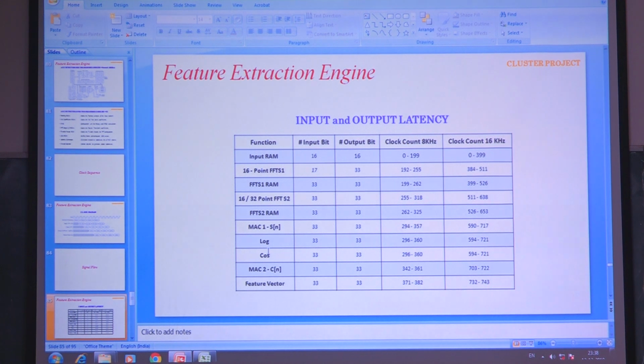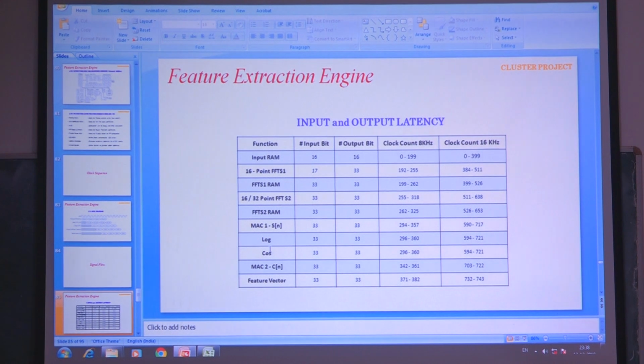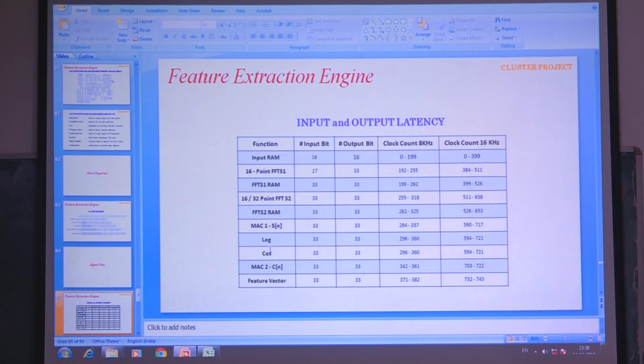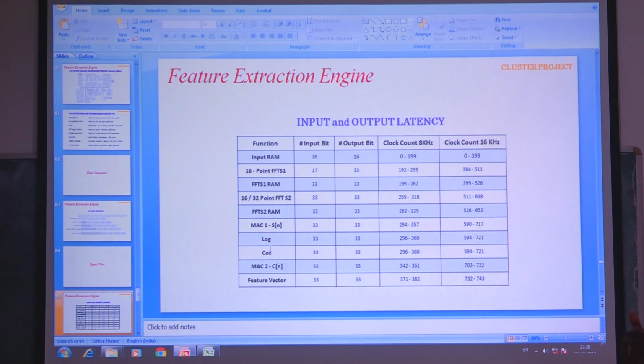So Mach 2 has to start operation at the 342th clock cycle. Why? When we want to compute the C of n, we need the entire 20 coefficients of the S of n. That means each MEL filter bank energy computed value. So the last filter bank value actually has 20 non-zero coefficients. Since it has 20 non-zero coefficients, from 361, 20, if you go back, 342.